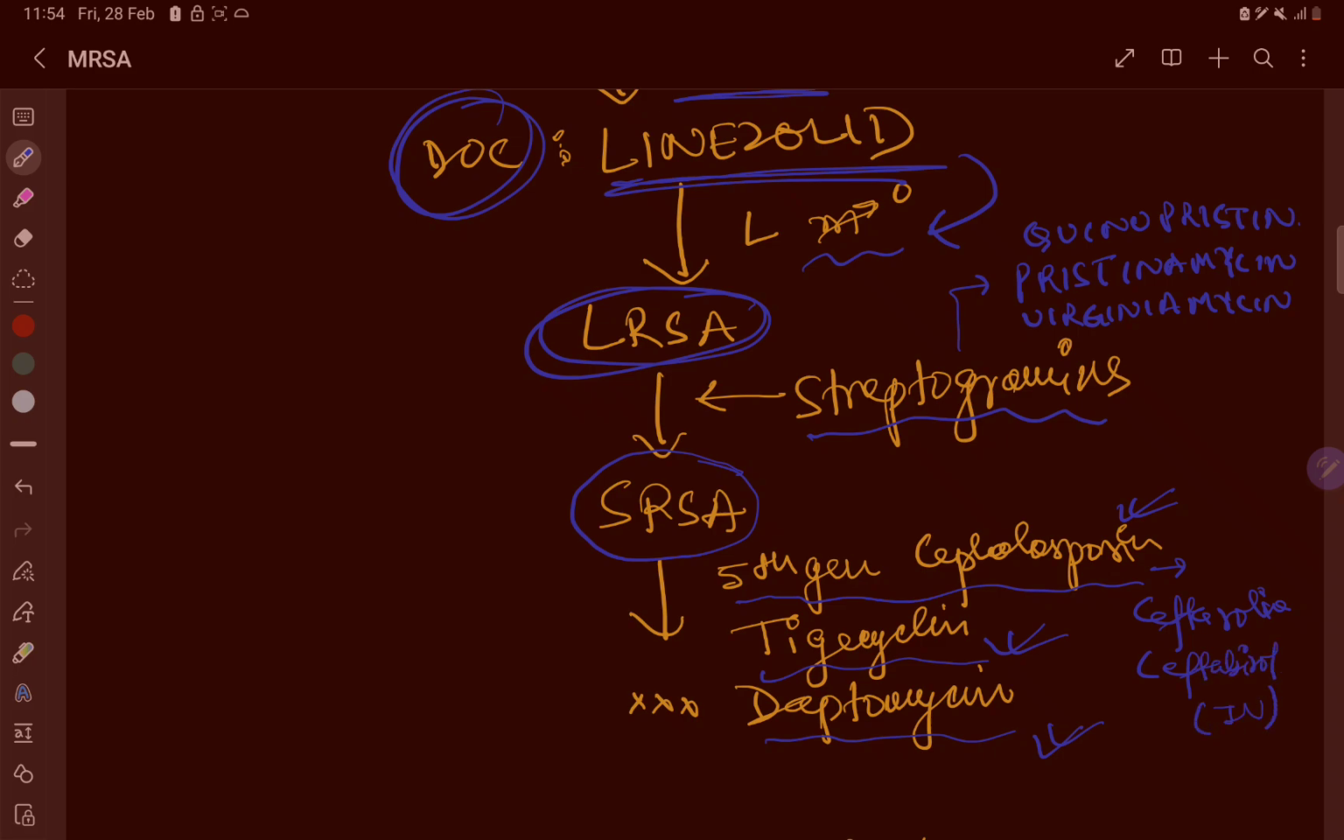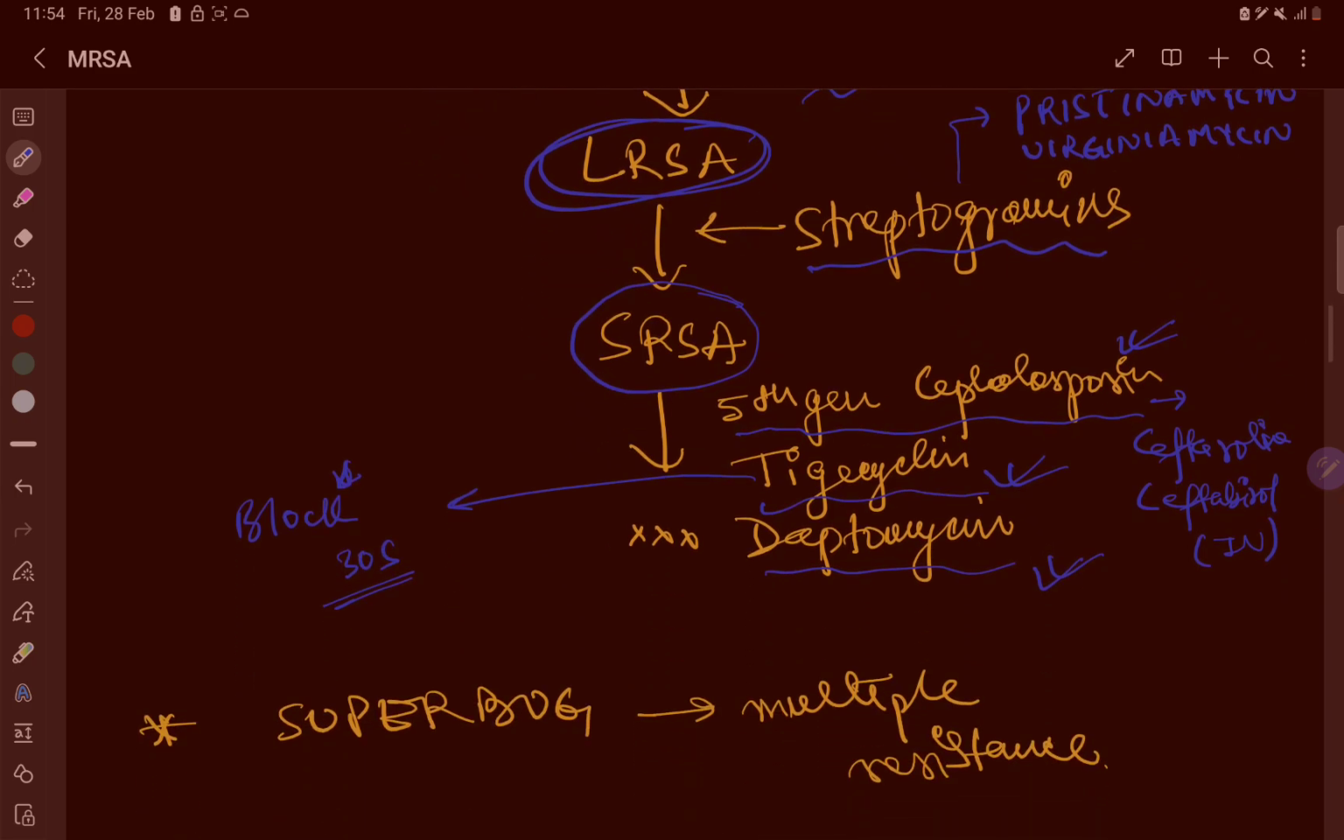Both are given IV. Okay, and what is tigecycline? Tigecycline is blocking the 30S. Okay, blocking the 30S protein, the ribosome in the protein synthesis.